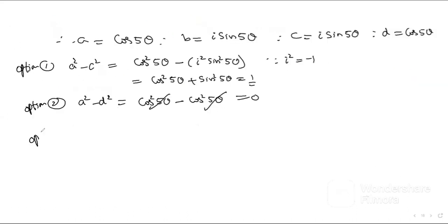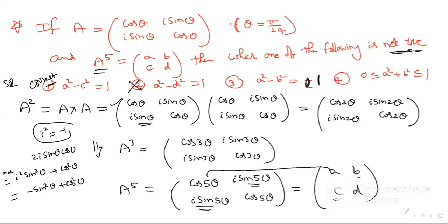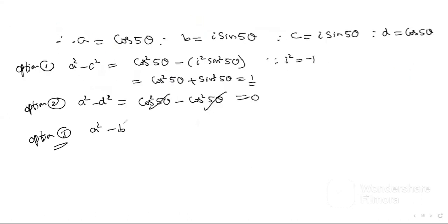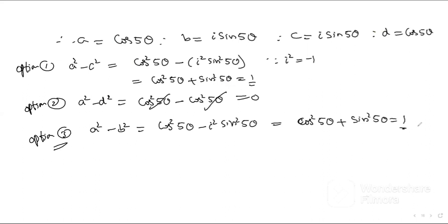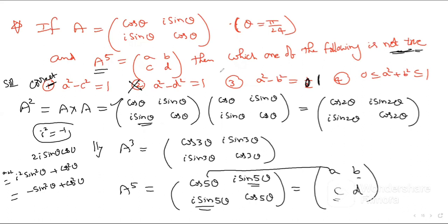Option number 3: a square minus b square. A square is cos square 5 theta, and b square is i square sin square 5 theta, so this is cos square 5 theta plus sin square 5 theta. We get 1. This is also the correct answer.